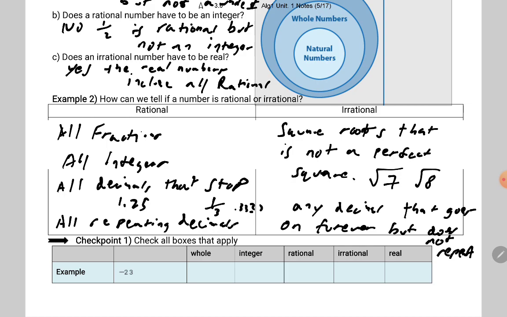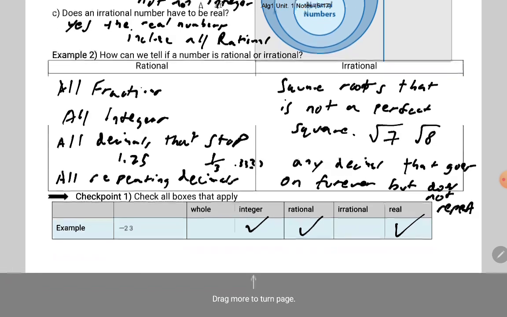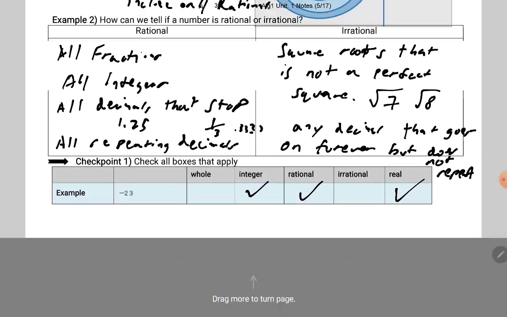Okay, next. So we're going to look at a number, and we're going to check all the boxes that apply. So negative 23, is that a whole number? Remember, whole numbers are just positive ones. So no. Is it an integer? Yes. Is it rational? Yes. Is it real? Yes. It's either rational or irrational. It can't be both. Okay, let's move on. Next example.